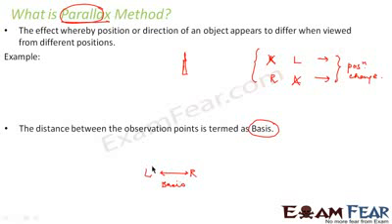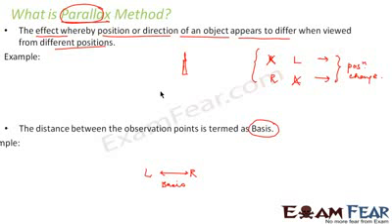So in our example, the distance between the left eye and the right eye is the basis. This distance between your left eye and right eye is the basis. And the phenomenon that when you close your left eye, you see the object position slightly changed compared to when you close your right eye, this entire phenomenon is referred to as parallax. So what is parallax? The effect whereby the position or direction of an object appears to differ when viewed from different positions. I hope it is clear to you now what parallax is and what the basis is.